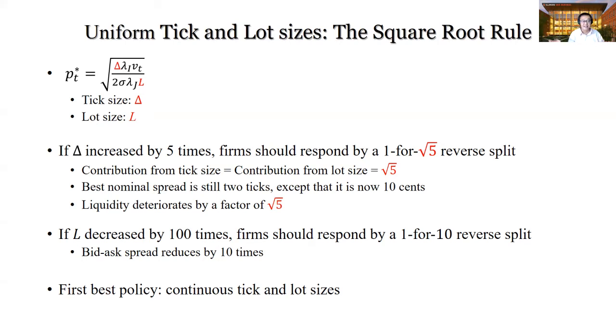There's also a policy initiative to reduce the lot size from 100 to 1. Then firms should respond with a 1-for-10 reverse split, and the bid-ask spread will reduce by 10 times. But the first best policy in this model is continuous tick and lot sizes.